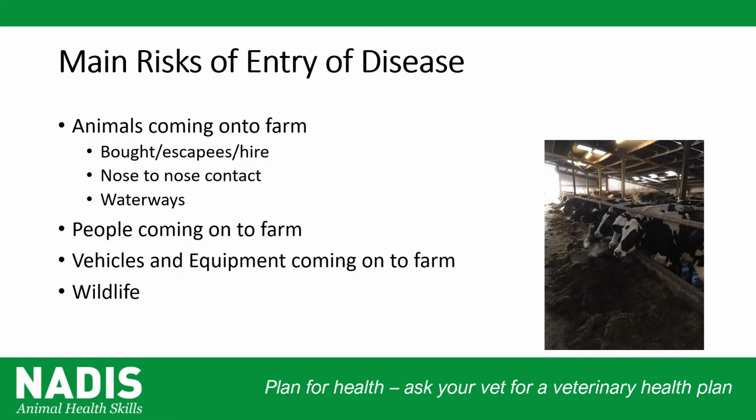So the main ways disease can come onto your farm. The big one is animals coming onto your farm. And that could be animals you're buying in, animals escaping, could be over a fence, or could be through shared rivers and waterways and that kind of thing. We can have people coming onto the farm, and people are going to be coming onto your farm on a daily basis. And we've got vehicles and equipment and any machinery coming onto the farm. And then we've also got wildlife reservoirs as well.